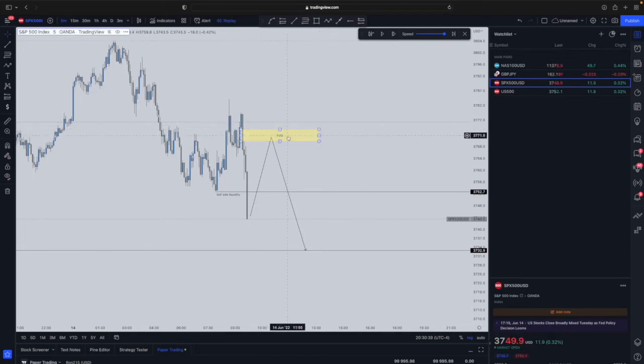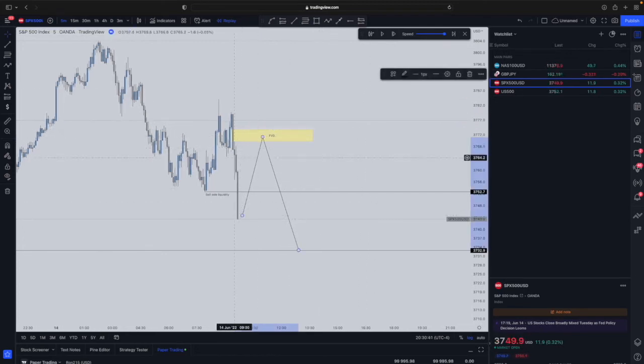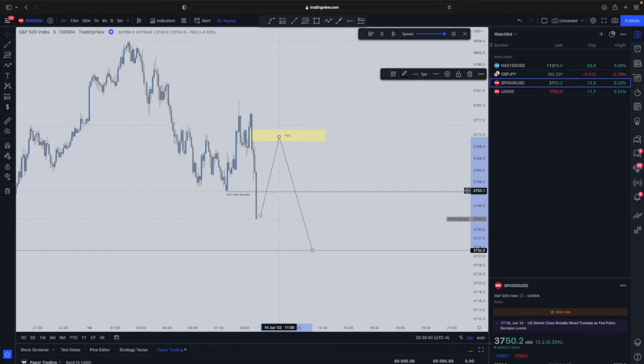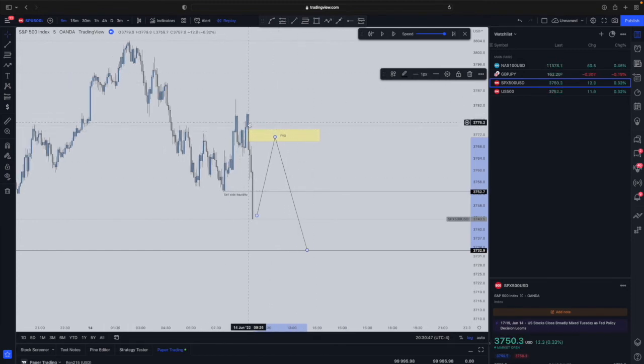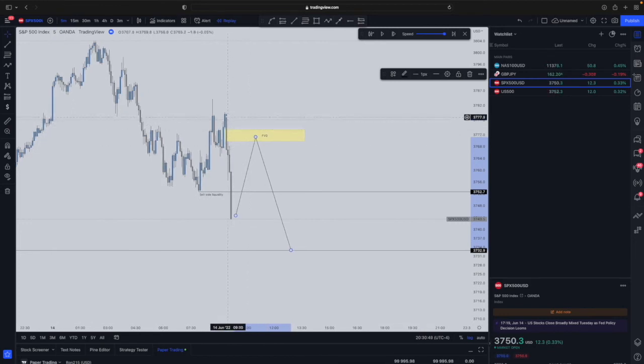Okay. So now the fair value gap is set in stone. Liquidity was taken. Like I said, the best type of fair value gap setups is when first the fair value gap forms, and then the move, or the leg, I call it the leg of the fair value gap. This is the leg. This is all one big move.